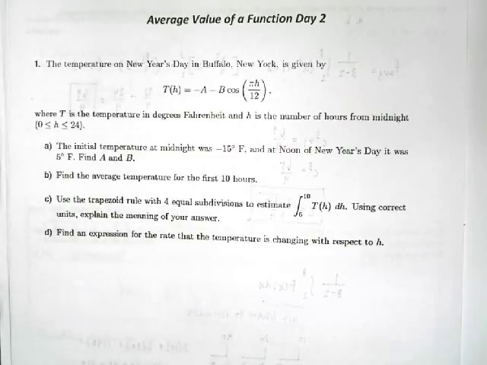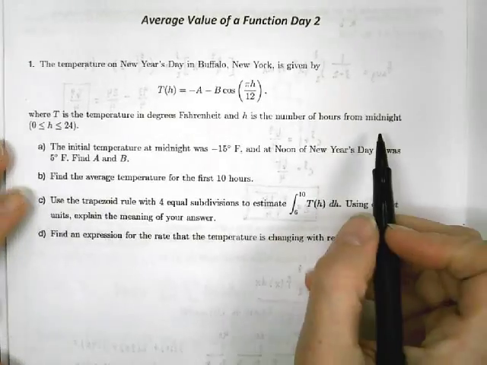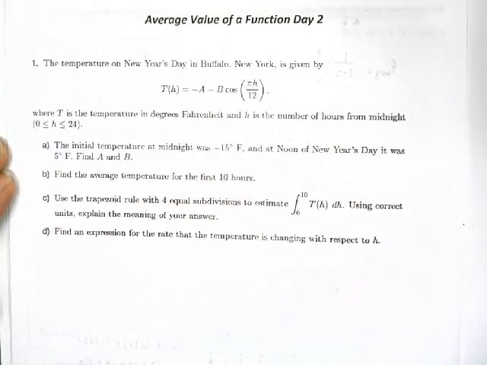Hey everybody, today we're going to do our last video for this chapter, and we're going to do two quick AP style questions that are going to go through average value. So let's jump right in here. Our first problem gives us the temperature on New Year's Day in Buffalo, New York, given by our function T of H, where T is the temperature in degrees Fahrenheit and H is the number of hours from midnight. So our domain is going to be between 0 and 24.